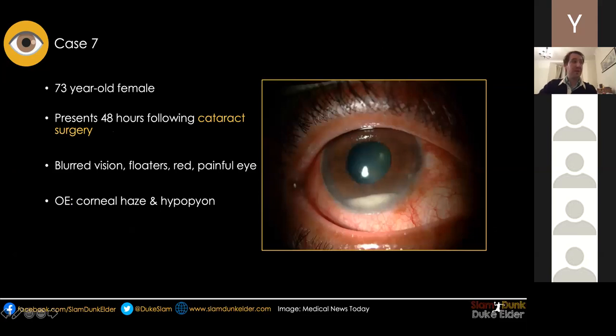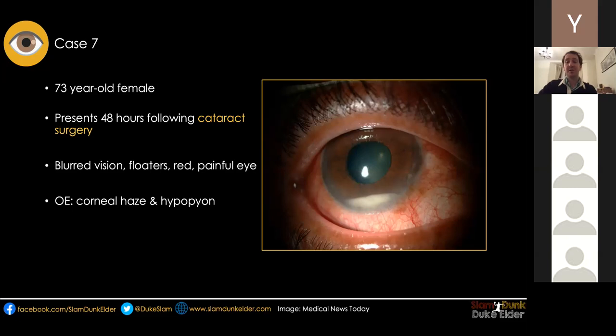So the next case here is an elderly lady who had cataract surgery 48 hours ago. She comes into eye casualty with a very painful eye, blurred vision, and floaters, and on examination you can see this hypopyon and a corneal haze. Does anyone know differentials for this?